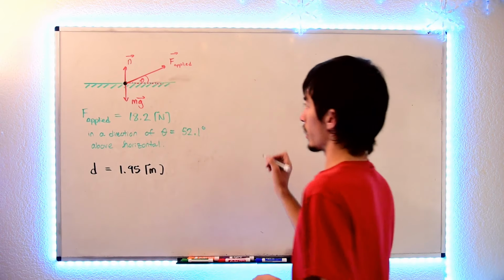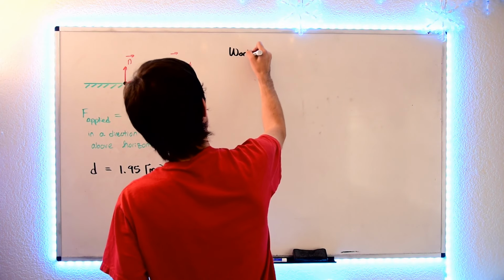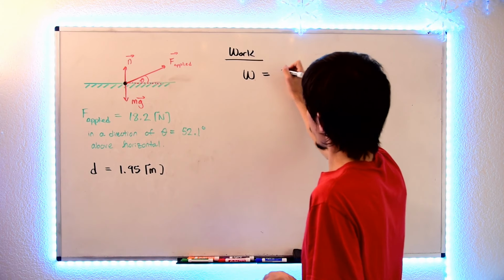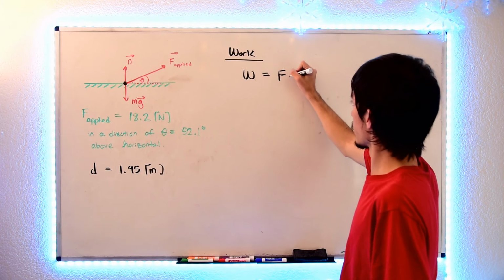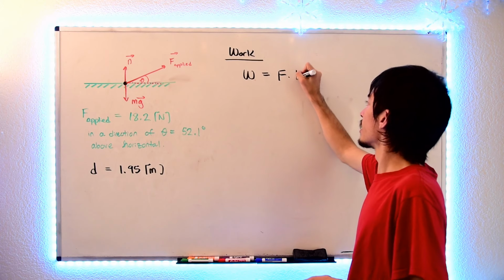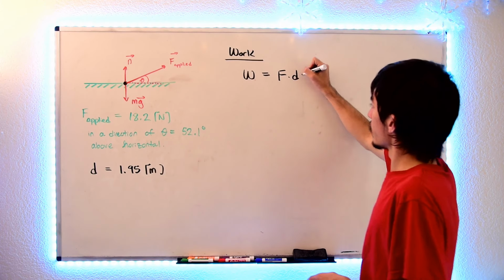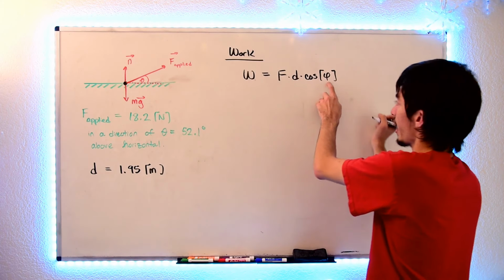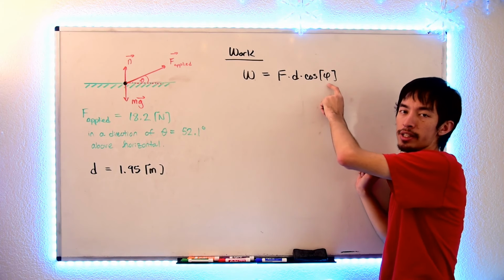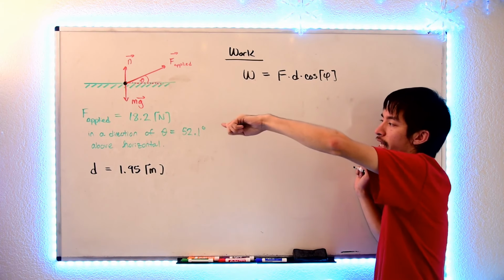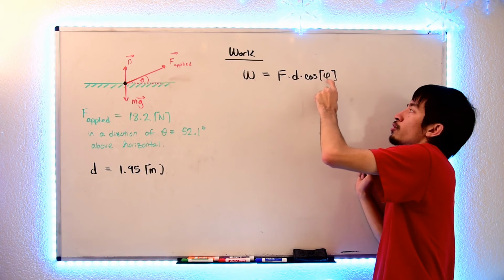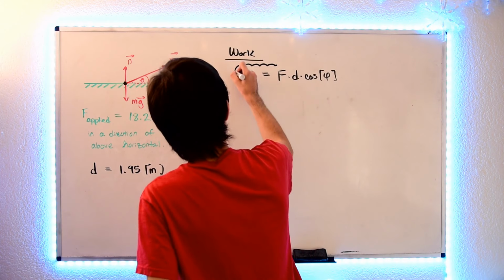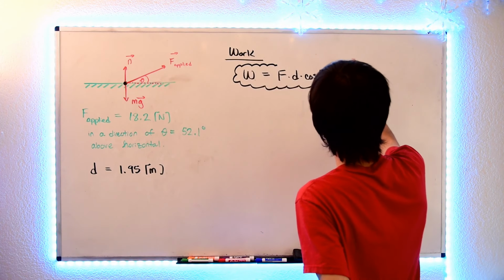So the work done, work W equals force times distance, call it d, times cosine of some angle. Let's call that angle phi. I'm going to use a different Greek letter for that than theta, just to make sure what this angle needs to be. Okay. So this is the equation for the work done.